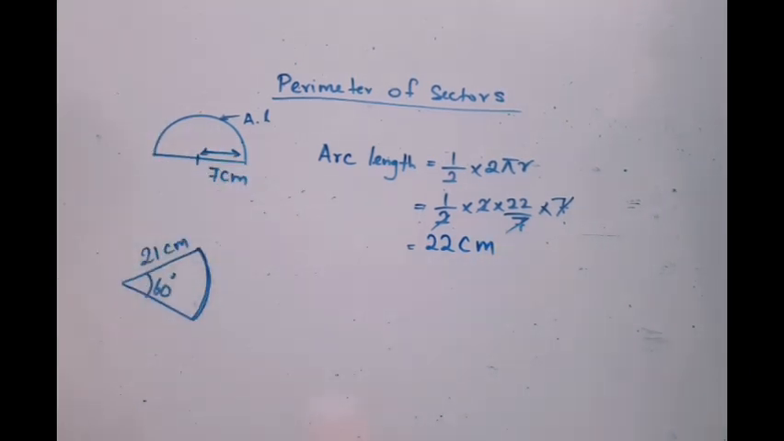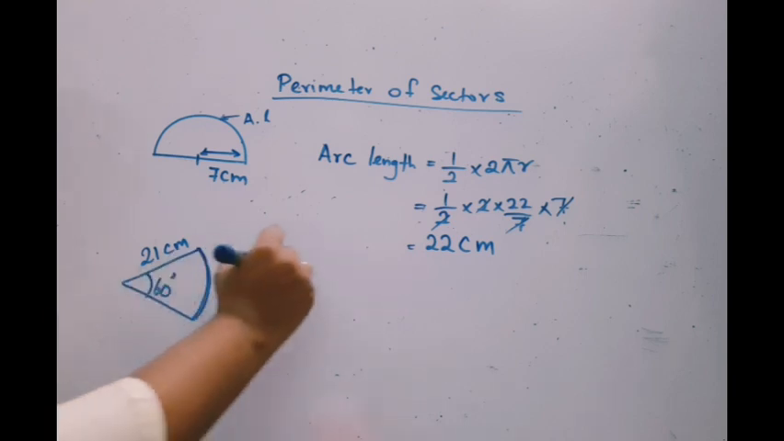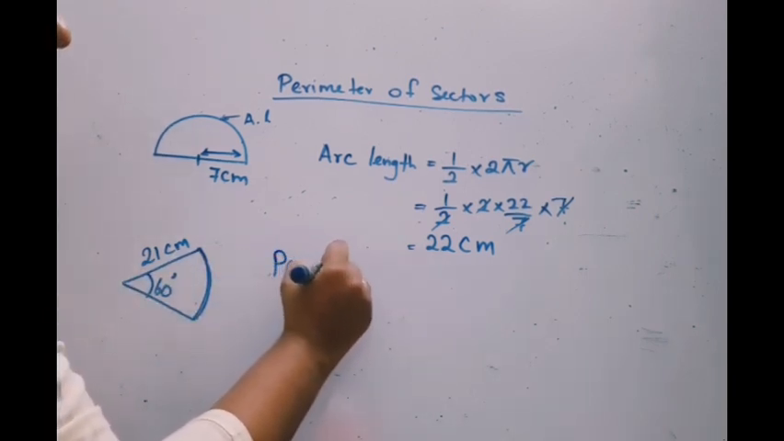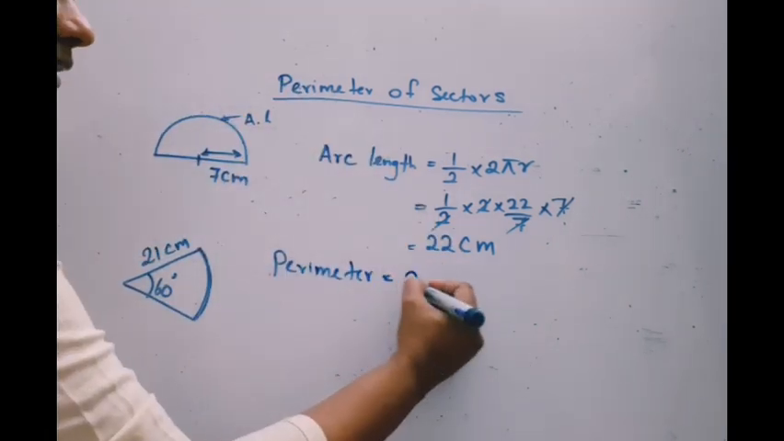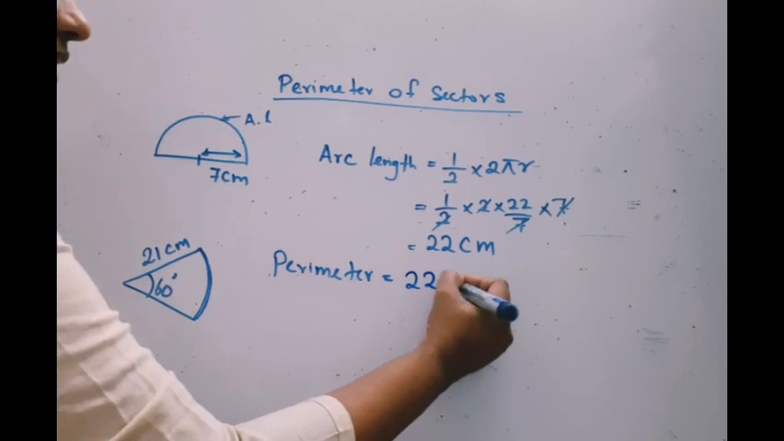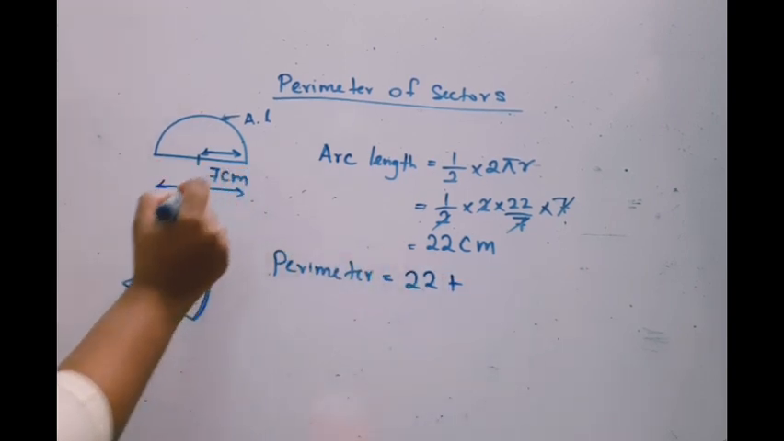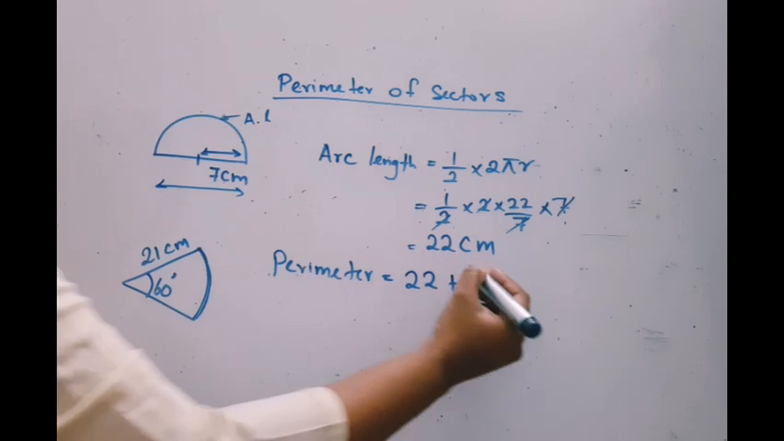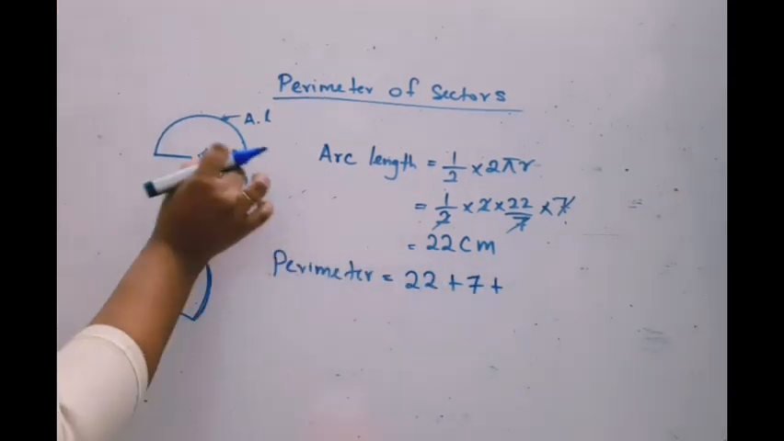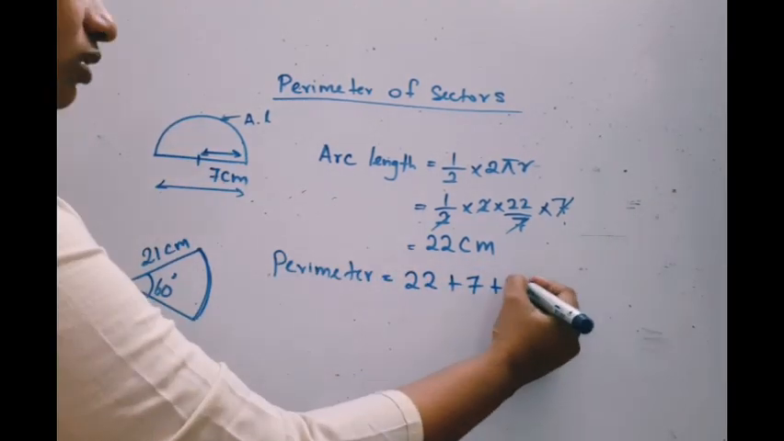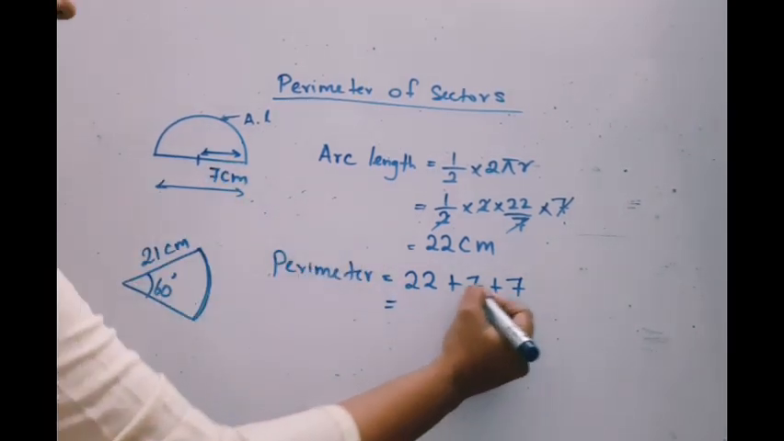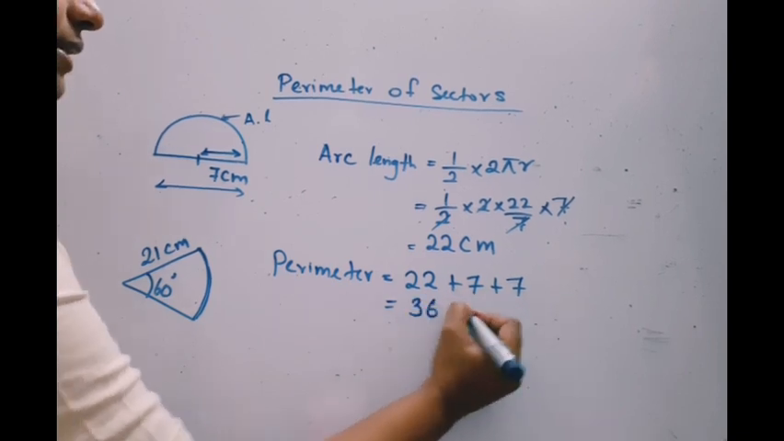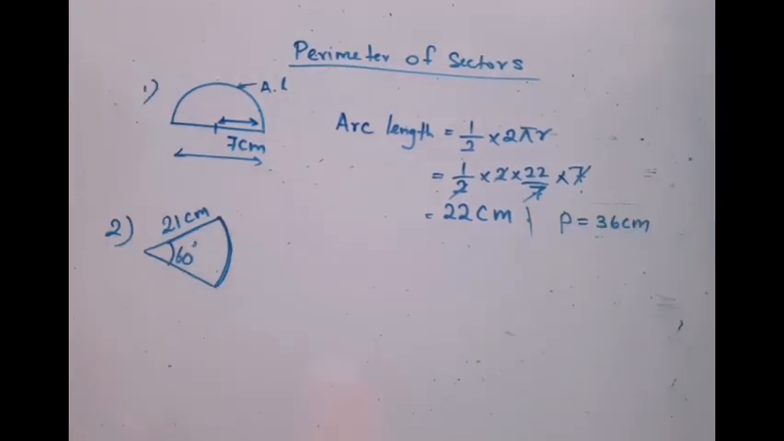Now, is this your answer for the perimeter? No, right? So let's find the perimeter now. Perimeter is actually what? The arc length, which is 22 centimeters, plus this whole length, which is 7 plus 7. Since that's the radius, this is a diameter, so you have to add the 7 twice. So what is the answer? 36 centimeters.